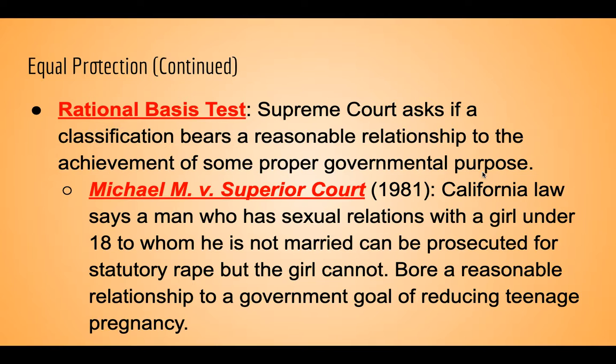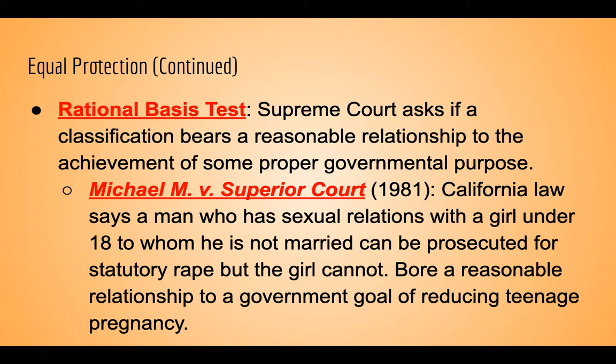Part of all this is based on what's called a rational basis test. The Supreme Court asks if a classification bears a reasonable relationship to the achievement of some proper government purpose. So remember, the government's purpose is to provide protection for its people, for the people's life, liberty, and their pursuit of happiness. If the government is pursuing those reasonable purposes, then they can create classifications on a reasonable group. So, for example, they can create a classification that says if you rob a bank, you will go to jail. If you murder somebody, you will go to jail.